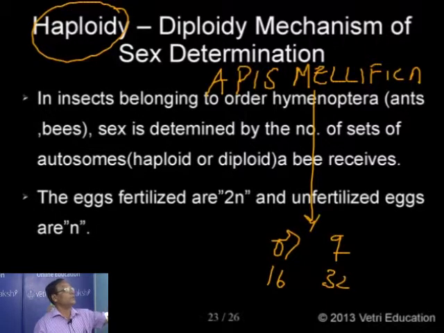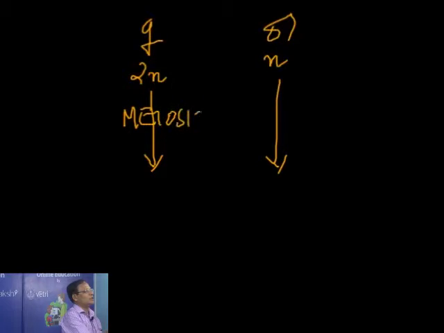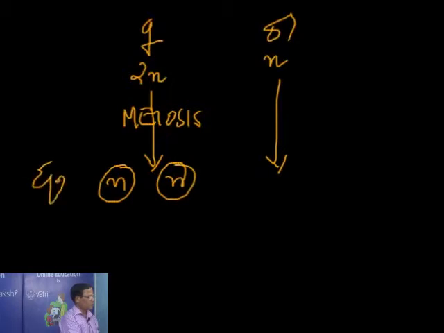So how is it happening? Just imagine the female has a diploid number of chromosomes, and the male has a haploid number. During the formation of gametes, normally we have the process called meiosis. In the case of the female, when she produces eggs, it is by means of meiosis, so it forms the eggs like this.